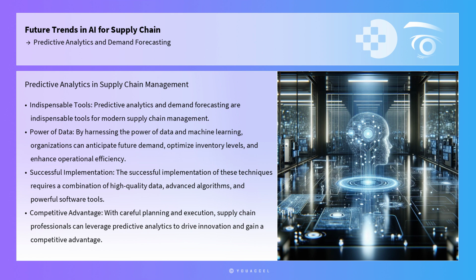In conclusion, predictive analytics and demand forecasting are indispensable tools for modern supply chain management. By harnessing the power of data and machine learning, organizations can anticipate future demand, optimize inventory levels, and enhance operational efficiency. The successful implementation of these techniques requires a combination of high-quality data, advanced algorithms, and powerful software tools. With careful planning and execution, supply chain professionals can leverage predictive analytics to drive innovation and gain a competitive advantage in an ever-evolving market landscape.